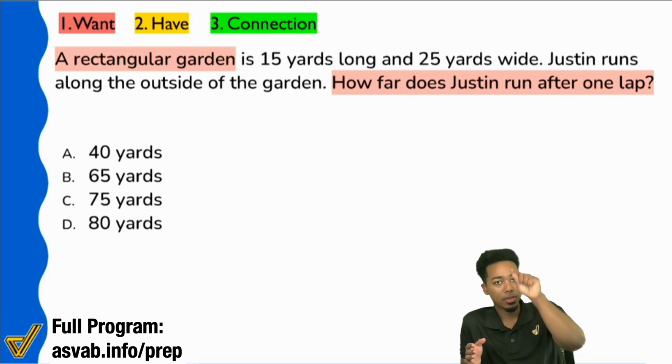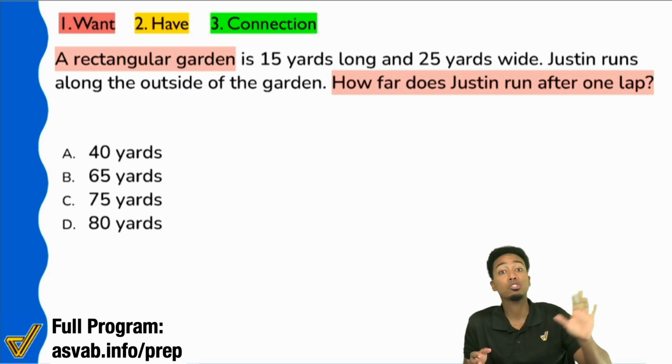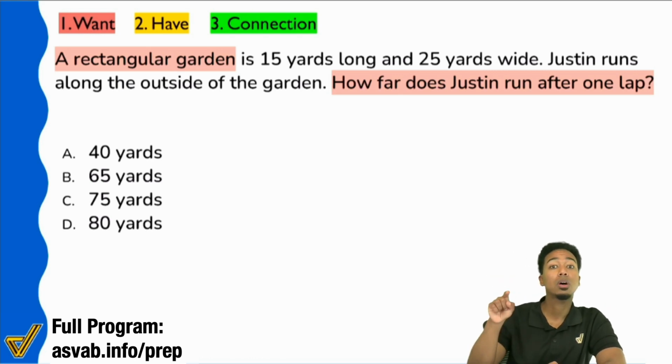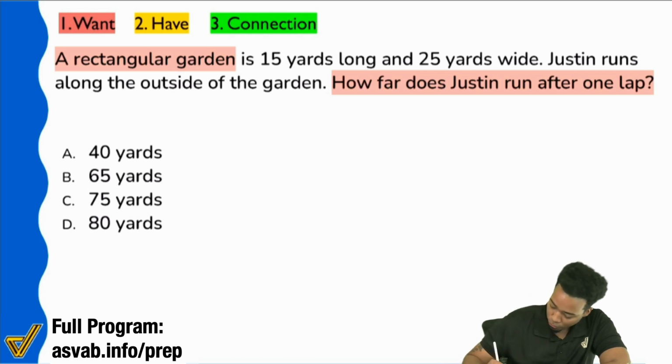If it wasn't clear before, remember this. If we're talking about the distance around a shape, that's perimeter. If we're talking about the space that a shape covers, that's area. In this case, we're talking about the distance around, and that's perimeter. So that's why in this case, yep, we are searching for the perimeter.